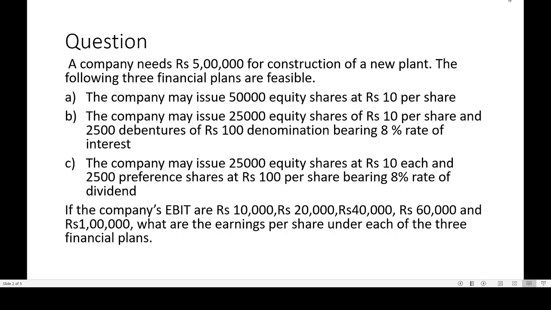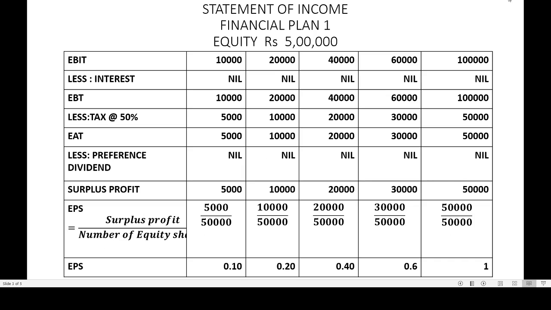So three financial plans are available. First is only equity, second one is equity and debentures, and third one is equity shares and preference shares. And there are 5 levels of EBIT. So we'll have to prepare a statement of income for each financial plan, and then we'll have to determine the earning per share. So the first financial plan, the situation is all equity, rupees 5 lakh. So 50,000 equity shares of rupees 10 each, rupees 5 lakh equity will be raised.